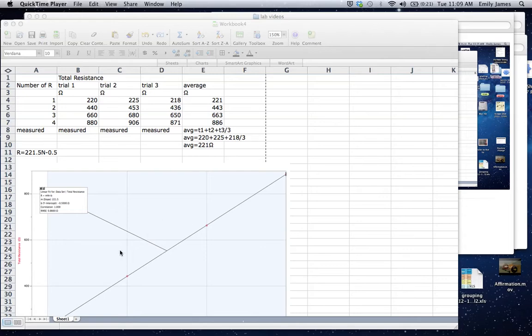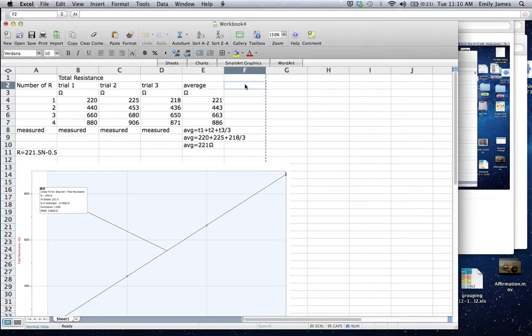So from this graph, we figured out that M seemed to be, look, it's 221.5. It seems to be very similar to the resistance of one resistor. And from our analysis, we figured out that the total resistance equals N times the resistance of one resistor. So I'm going to go back to the table and do a calculated resistance column. And it's also measured in ohms.